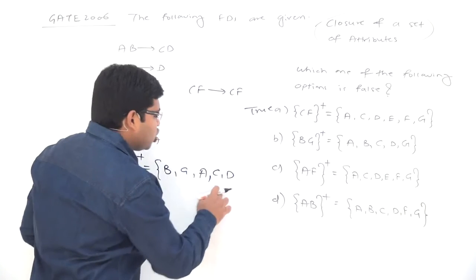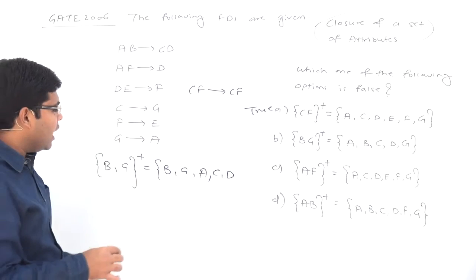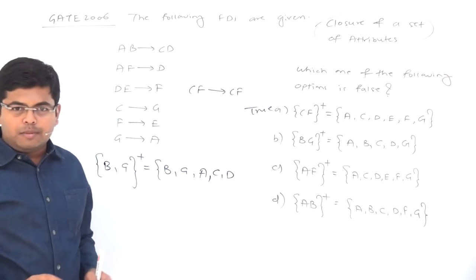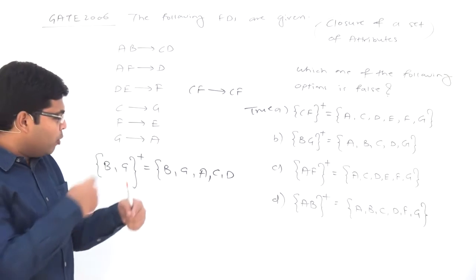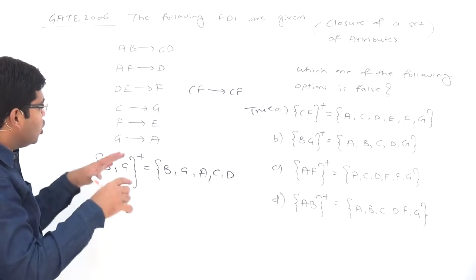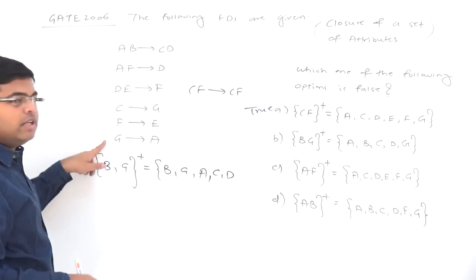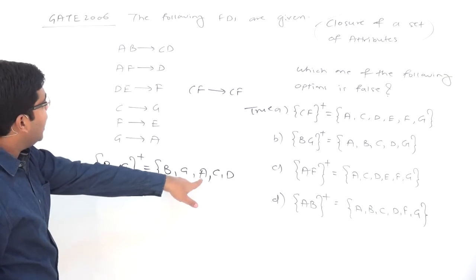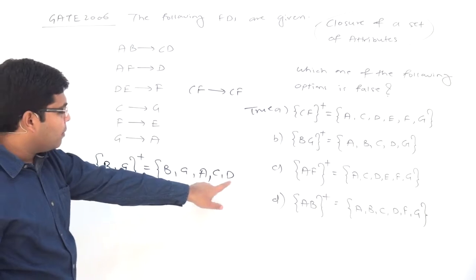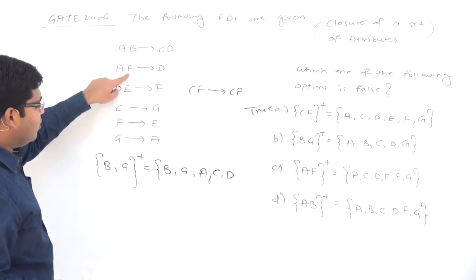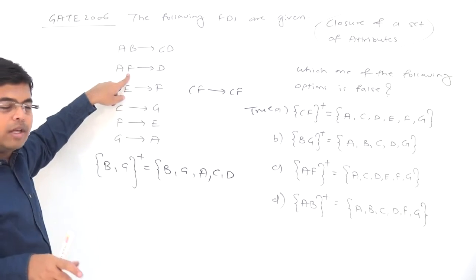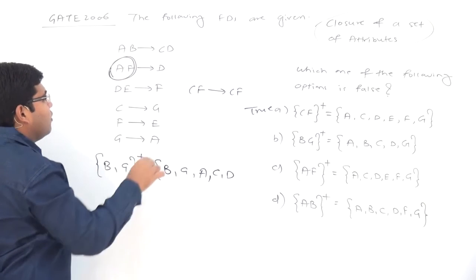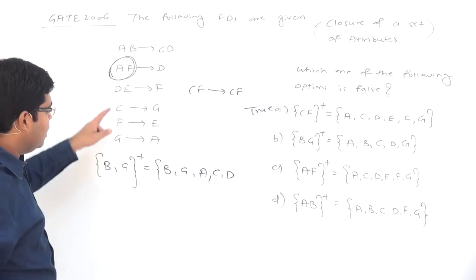Now before we stop, we need to make sure that no other attribute can be added to the given set of attributes. But how will you make sure that no more attribute can be added? So before you stop, you check all the FDs again. So AB has already been applied. We obtained CD from AB. AF is not applicable, and why am I saying not applicable? Because all the attributes on the left hand side are not available, that's why that FD is not applicable.